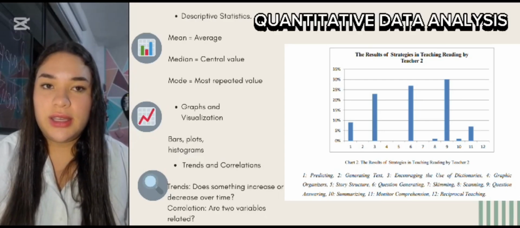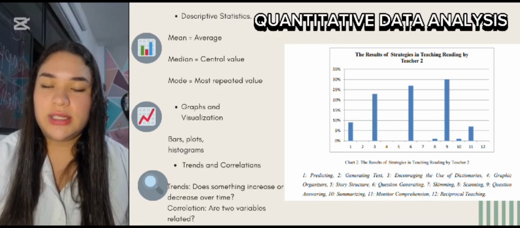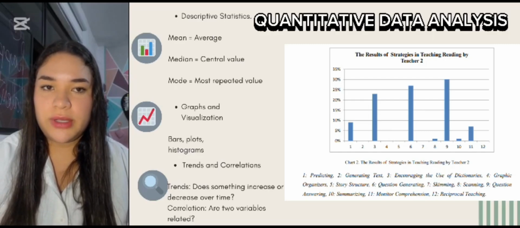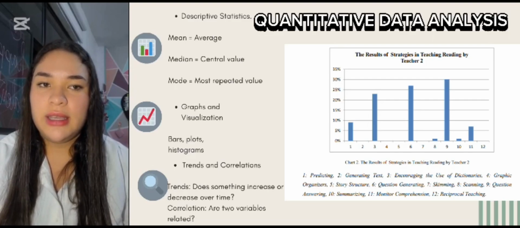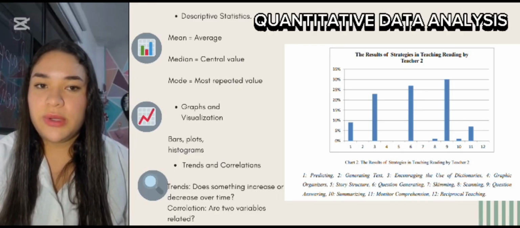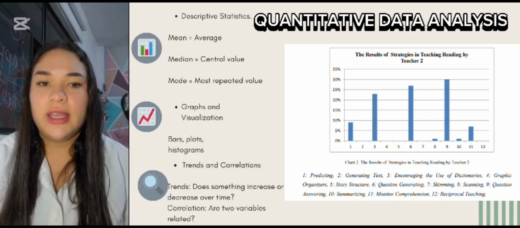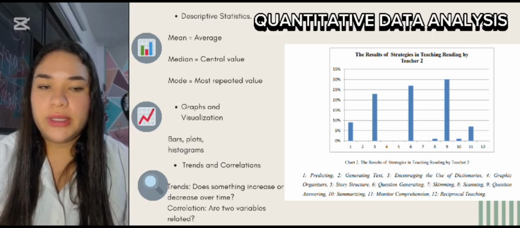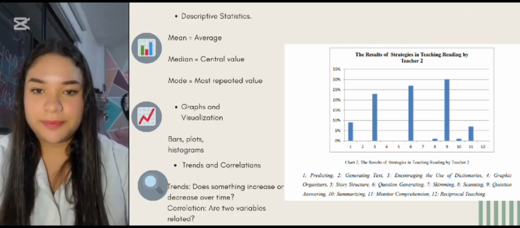As we can see in this picture, about the use of different teaching strategies and their impact on reading comprehension, we can notice that the question-answer strategy, number 9, was the most used. Numbers 3 and 6 were also effective, but some strategies like skimming, number 7, and scanning, number 8, were less applied. So, quantitative data analysis helps identify which strategies are more effective and which may need improvement.